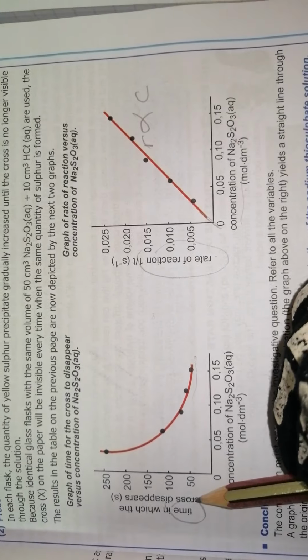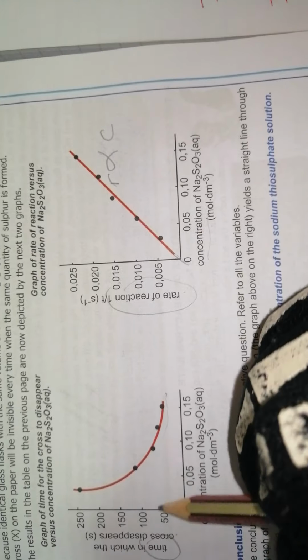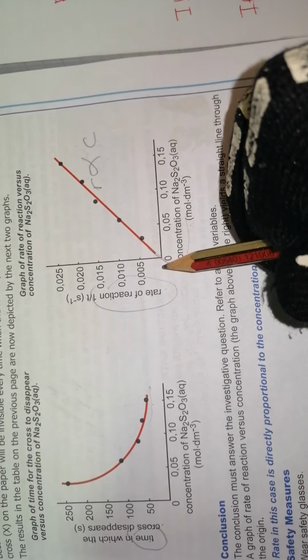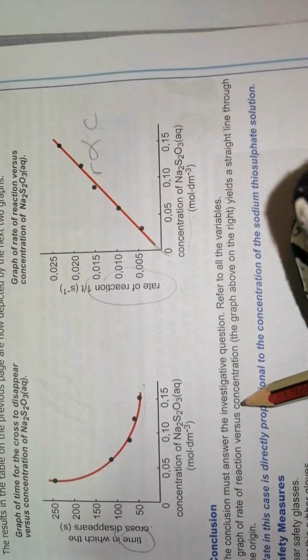Now look at the difference between the time versus concentration graph and the rate of reaction versus concentration graph. Completely different. This one is a curve and it's showing an opposite relationship. This one is a straight line graph and showing a direct relationship. So this just emphasizes how time is the opposite of rate of reaction. And when you're looking for rate of reaction, we don't really care about time. We care about 1 over time, which is the rate of reaction.